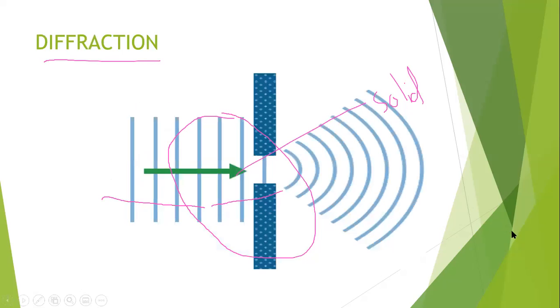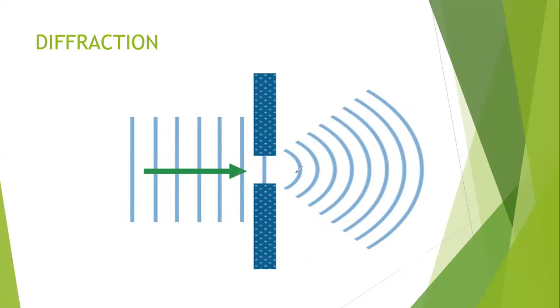Next way of light travel is diffraction. What is diffraction? Diffraction is when light bends slightly. Light bends slightly as it passes through the edge of an object. When light passes through the edge of an object from a hole, from that edge, it will bend.